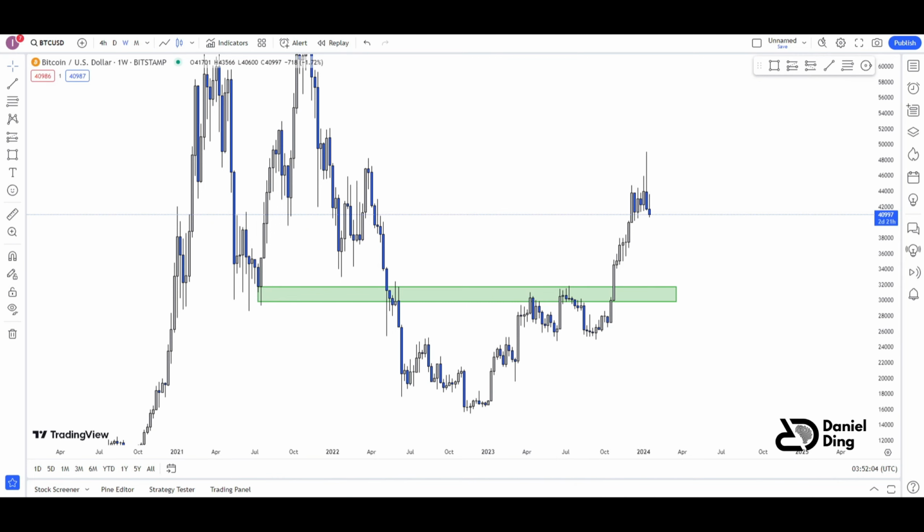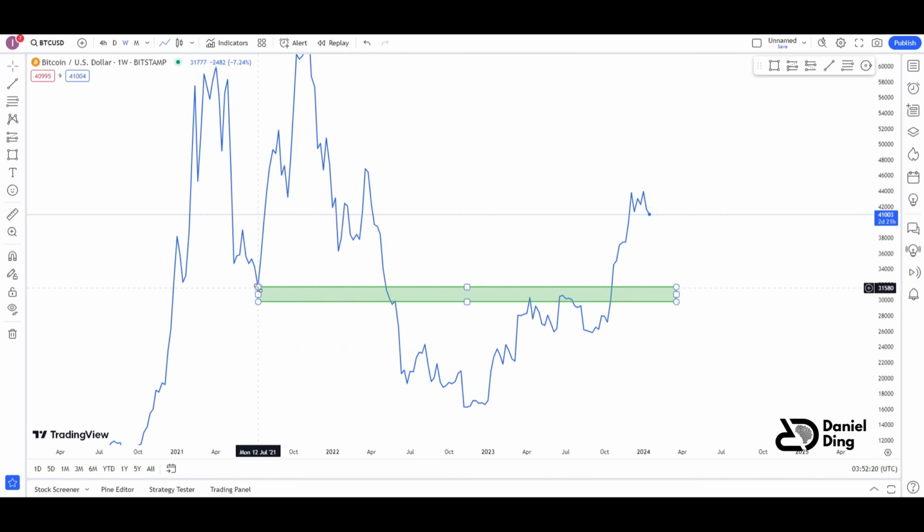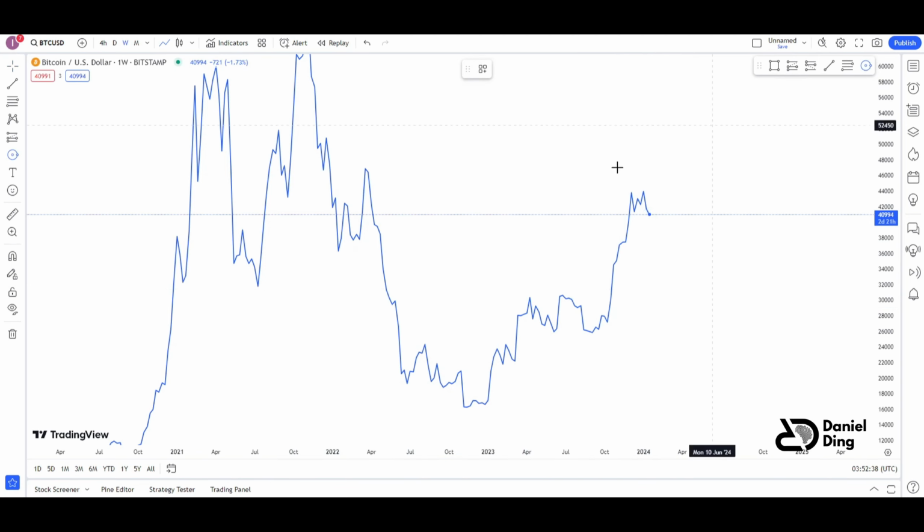Now, as you can see, how did the price move recently? Why did the price shoot up, or moon, since October 2023? There is a reason. Because look at this base. This base was created from July 2021, 12 July 2021, and also May 30th 2022.